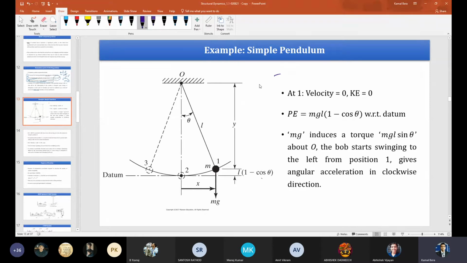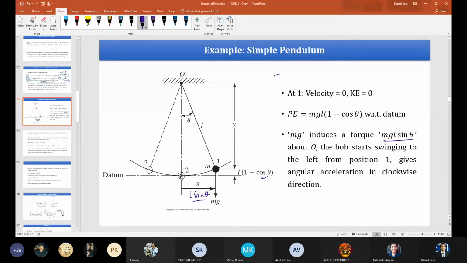So this height is L into 1 minus cos theta, and this horizontal distance is L sin theta. So mg L sin theta provides a torque, and due to that it will create angular acceleration, and it will come from position 1 towards position 2. When it comes to position 2, all the potential energy is converted to kinetic energy. The velocity is 0 at position 1, so the kinetic energy is 0, and at position 2 the velocity is maximum, so the kinetic energy is maximum.